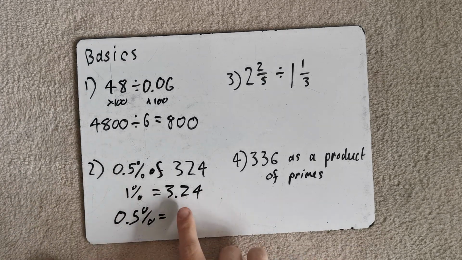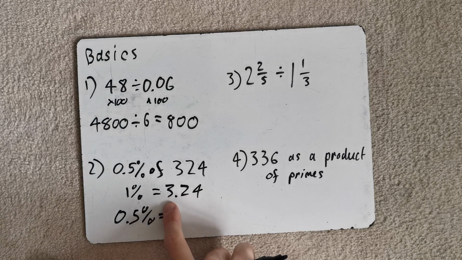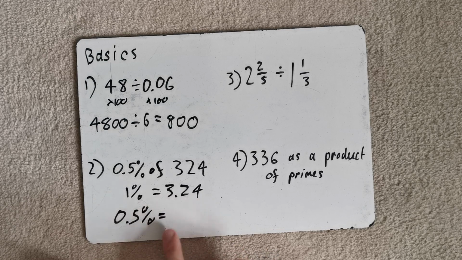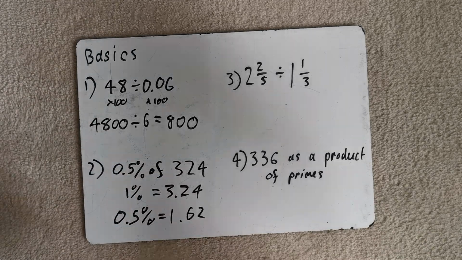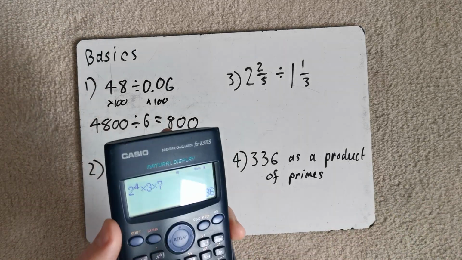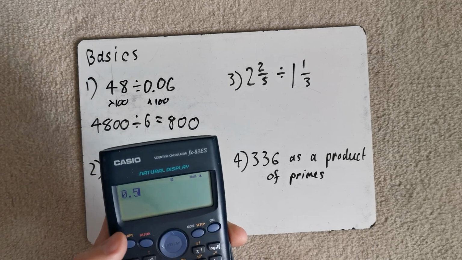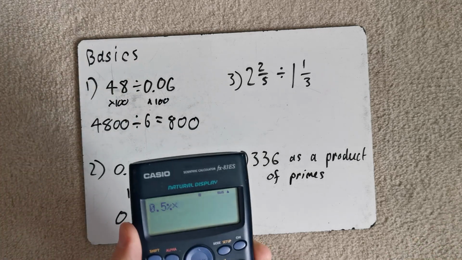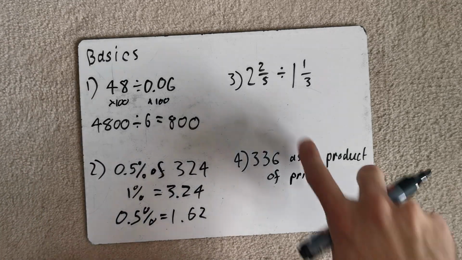So that should be, half of 24 would of course be 12. Half of, imagine that's 300, would be 150. Add them together, you're going to get 1.62. Let's just quickly check that on our calculator because I don't want to look like a fool. So 0.5% of 324: 1.62. Boom. Okay. Next one.